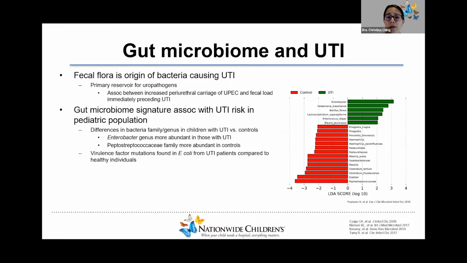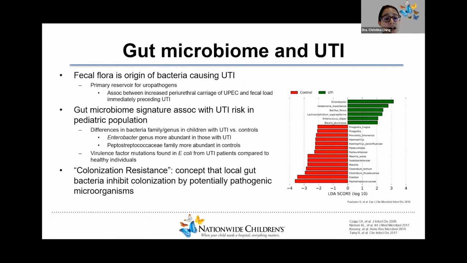There is a gut microbiome signature that is associated with UTI risk in the pediatric population, with a study demonstrating differences in bacterial family in children with UTI versus controls. Mutations in E. coli virulence factors were also found more often in those with a UTI compared to healthy individuals, suggesting the presence of more virulent uropathogens in the gut of those with UTIs.